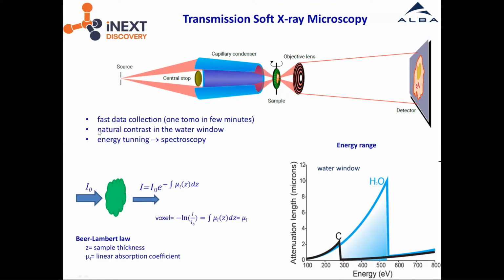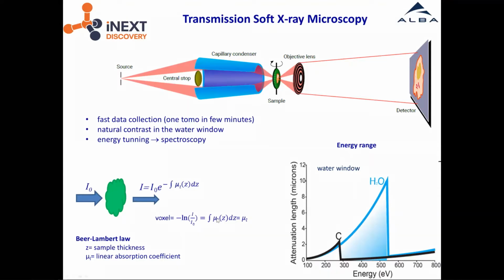We have a natural contrast because we are working in an energy range which is called the water window, and this is because, you can see it on my right bottom plot, the water is transparent, so the oxygen is not absorbing, and the carbon is highly absorbing. So this means that we do not need to section our samples, that we can go through the full cell without sectioning and without staining.